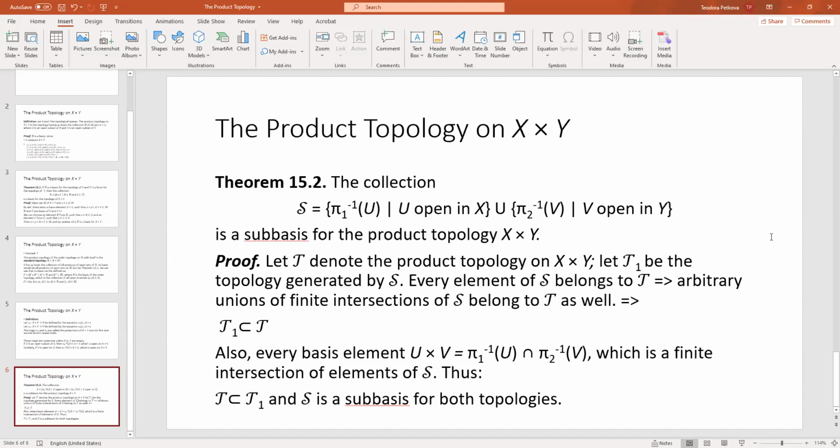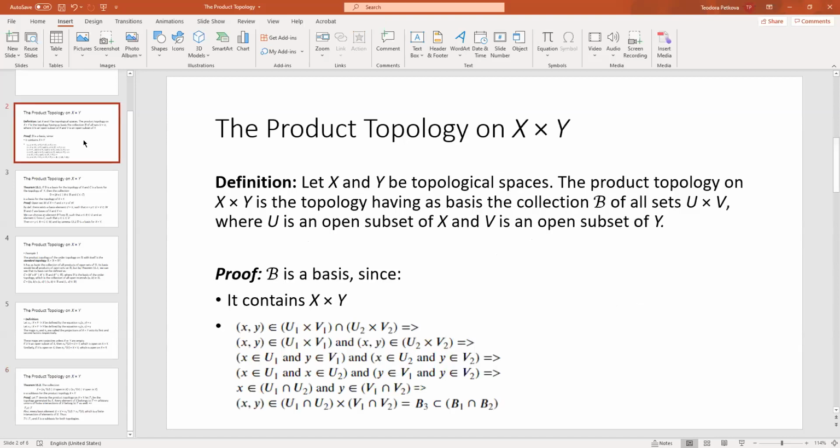So maybe if we go to this part, that every element of S belongs to T. Basically, going back to our definition, our basis for the product topology is all sets U cross V, where U is an open subset and V is an open subset. So the elements of the topology would be unions of such elements U cross V.